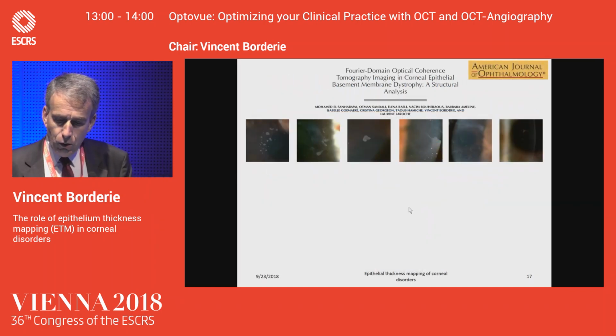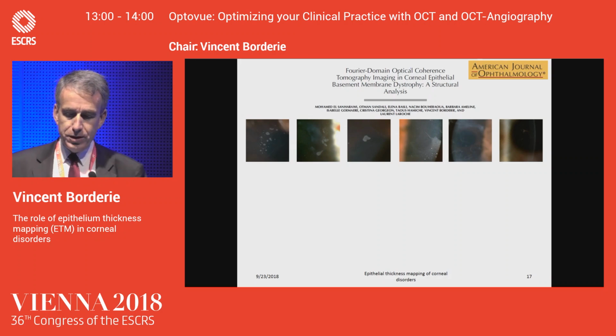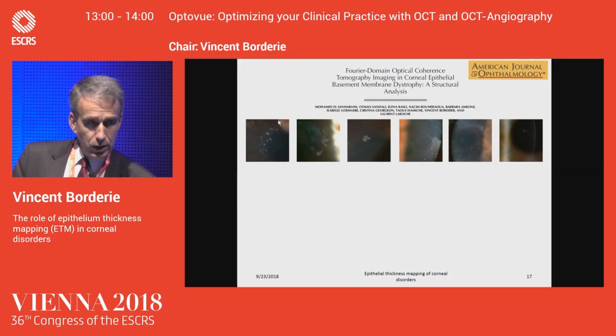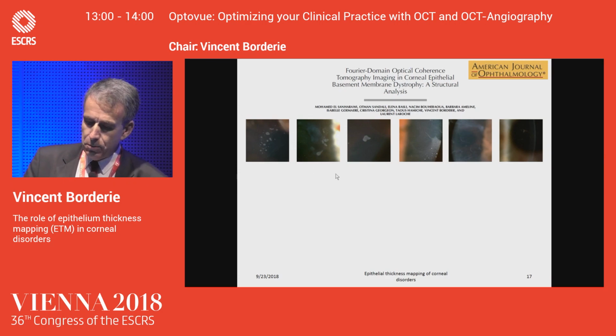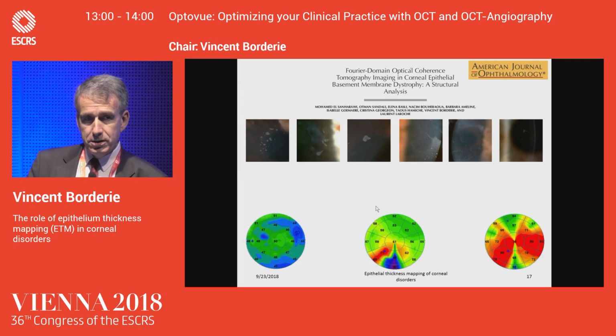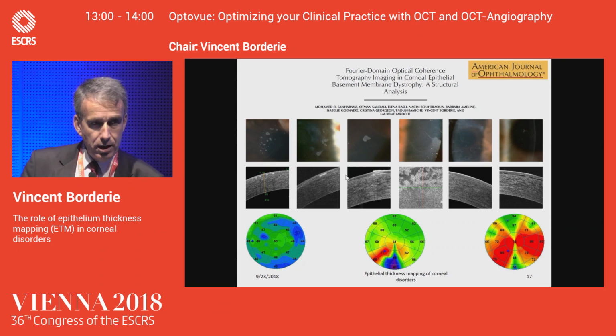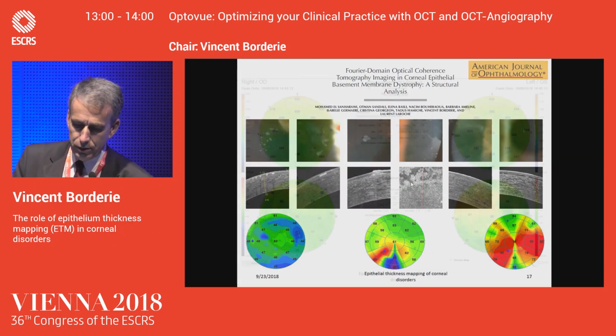For corneal epithelial basement membrane dystrophy diagnosis, you all know these typical slit lamp images, but sometimes it's not very easy to make the diagnosis at slit lamp. And in these cases, the epithelial maps are very useful, showing localized epithelial thickening. And then if you take scans at the level of this abnormal zone, you will see the abnormal basement membrane forming cysts, duplication, and so on.